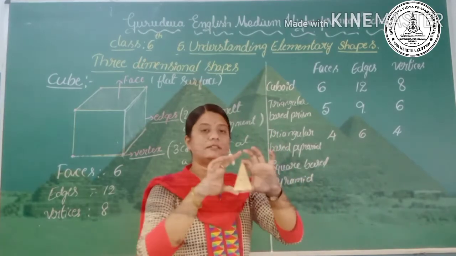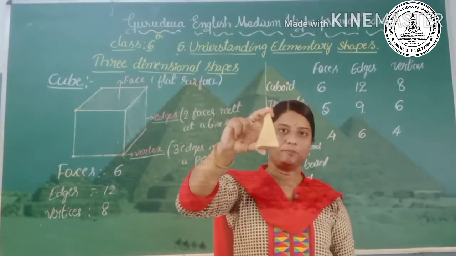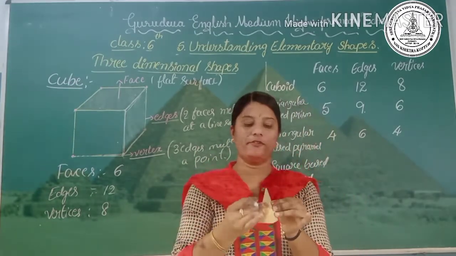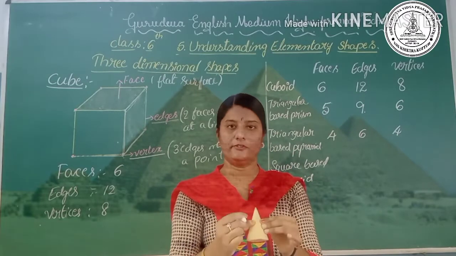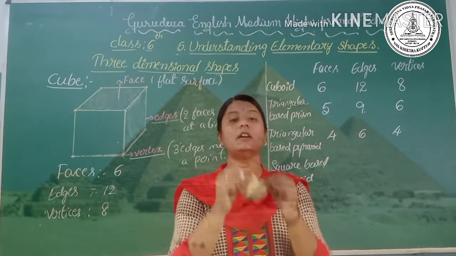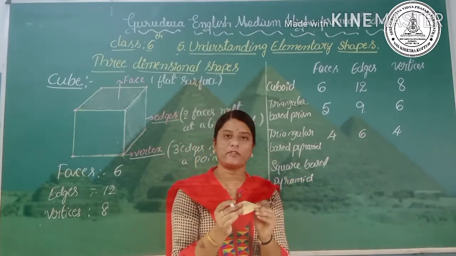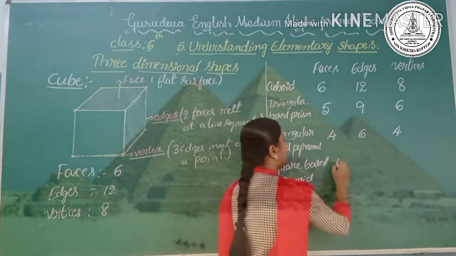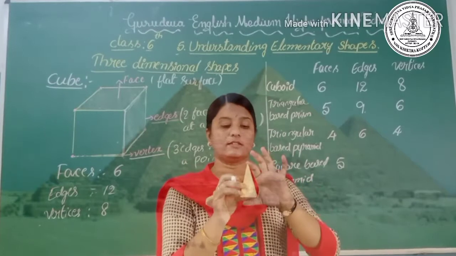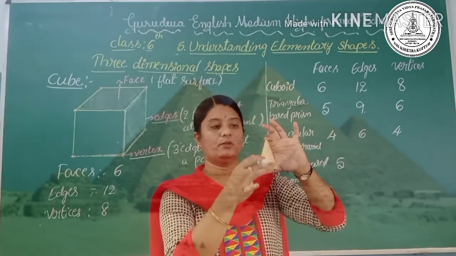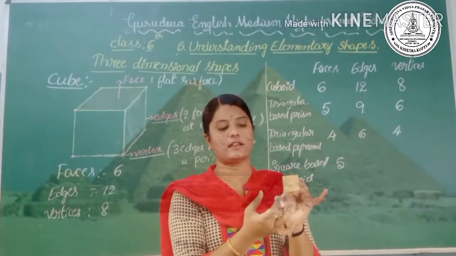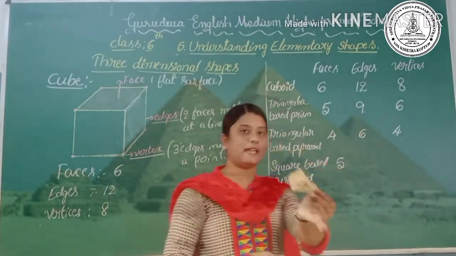Yes, can you count the number of faces of this 3D shape? Here, one of the faces is square in shape and the other 4 faces are in the triangular shape. Totally how many faces does it have? Yes, it has 5 faces. Okay, then count the number of edges. Yes, see here 1, 2, 3, 4, 5, 6, 7, 8. So totally it has 8 edges.